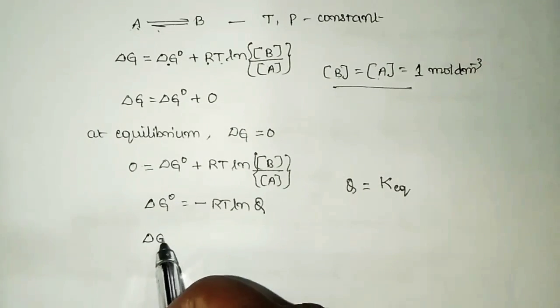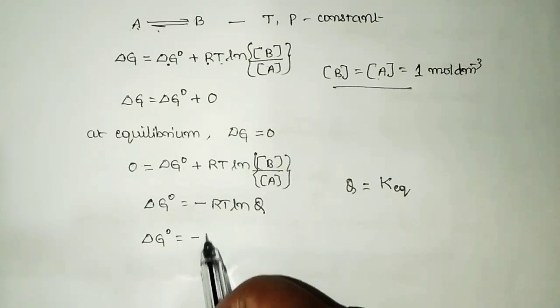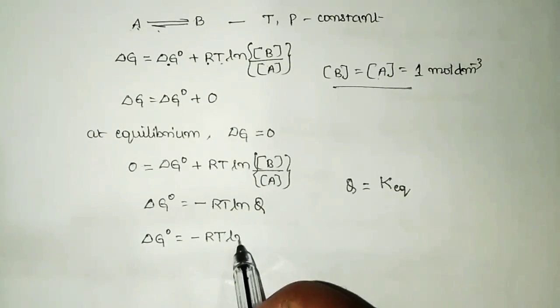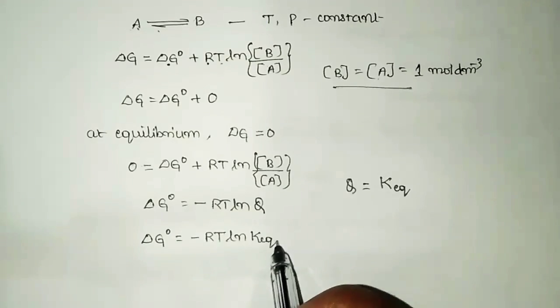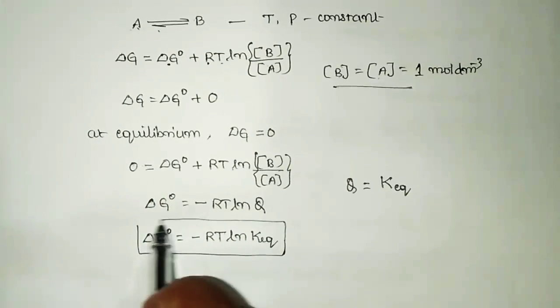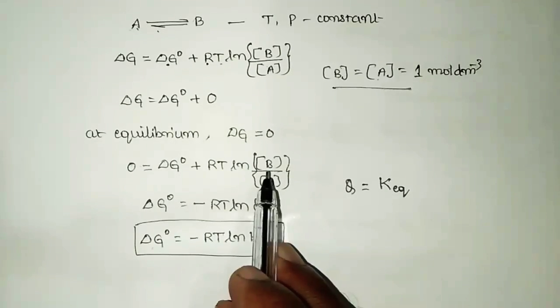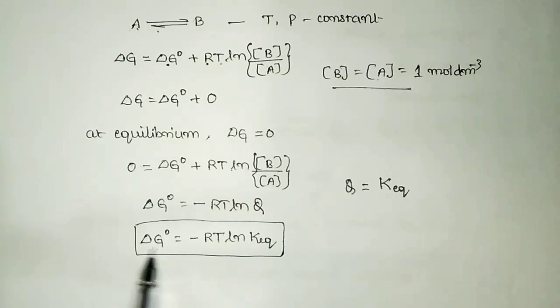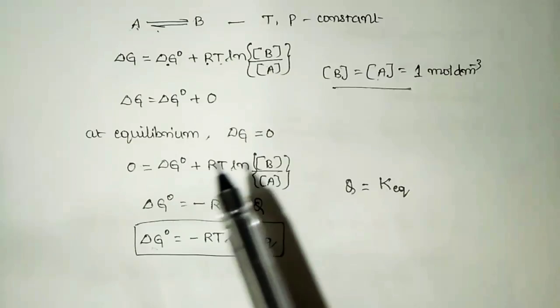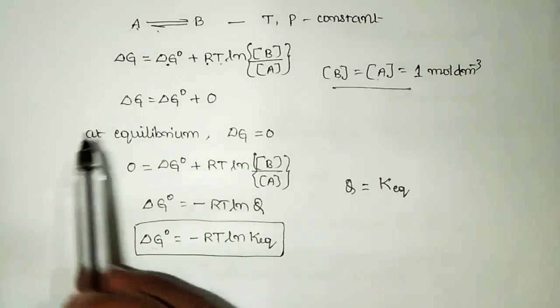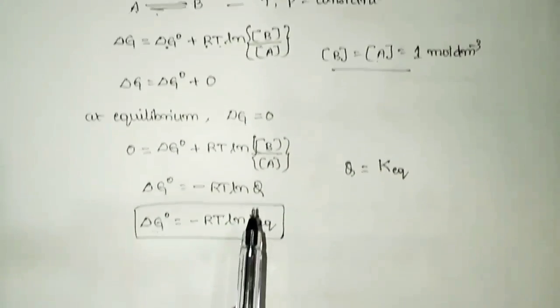So the equation will become delta G naught is equal to minus RT ln KEQ. This is the relationship between the standard free energy change as well as the equilibrium constant. So by knowing the value of the equilibrium constant of a reaction, it is possible to calculate the value of delta G naught, and thereby it is possible to predict whether the reaction is taking place in a forward direction, backward direction, or in equilibrium state.